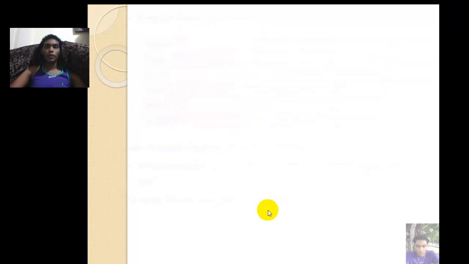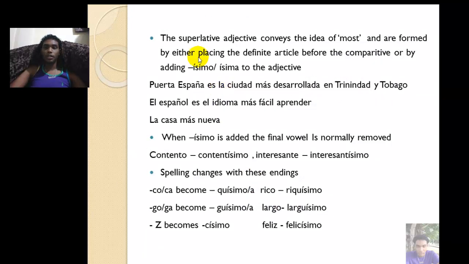Okay. The superlative adjective conveys the idea of most and is formed by either placing the definite article before the comparative or by adding ísimo or ísima to the adjective. Puerto España es la ciudad más desarrollada en Trinidad y Tobago. Puerto España is the city that's most developed in Trinidad and Tobago. Okay. El español es el idioma más fácil de aprender. Spanish is the easiest language to learn.